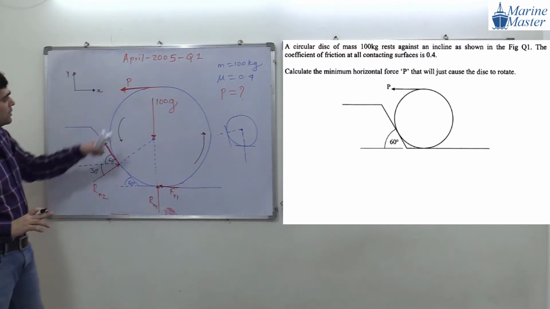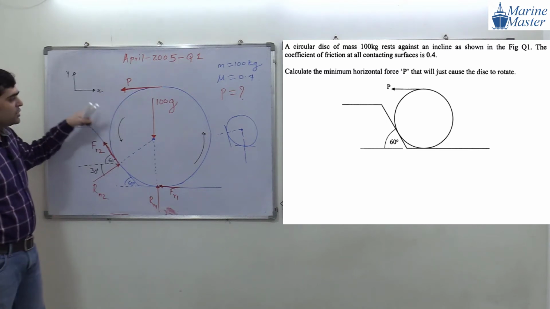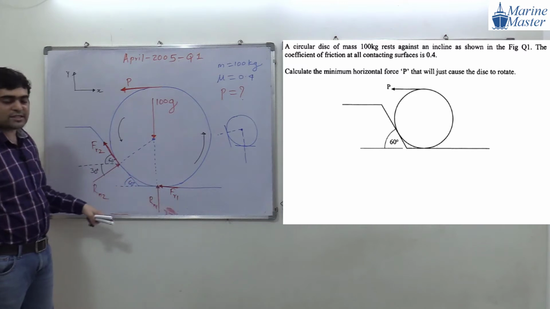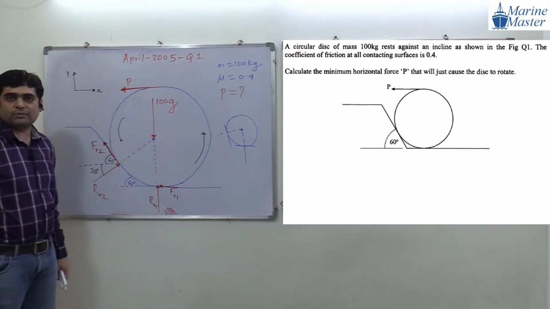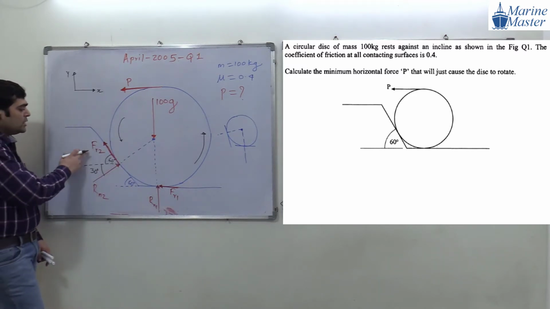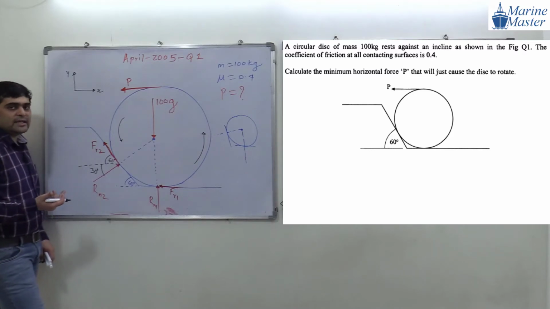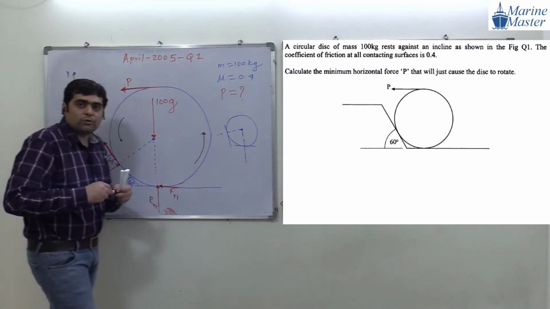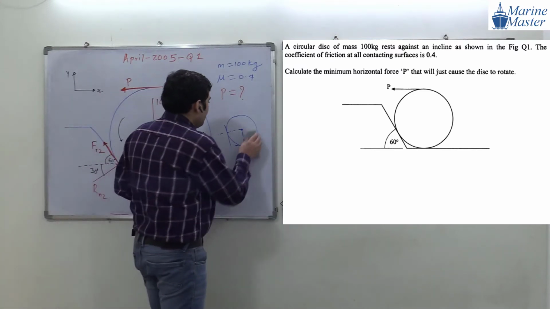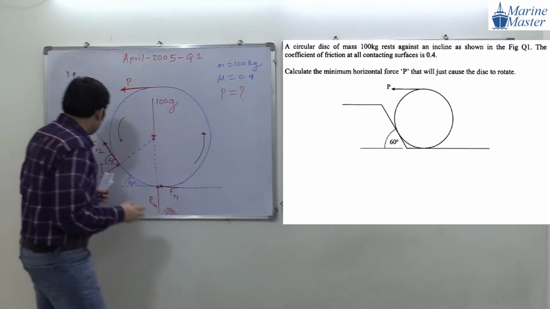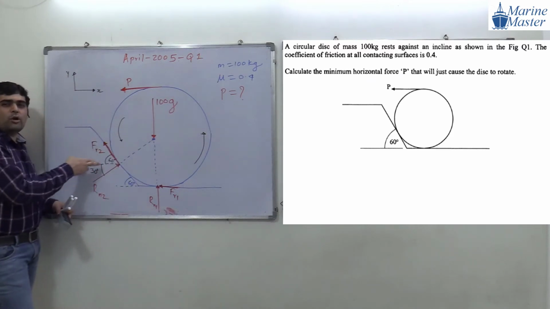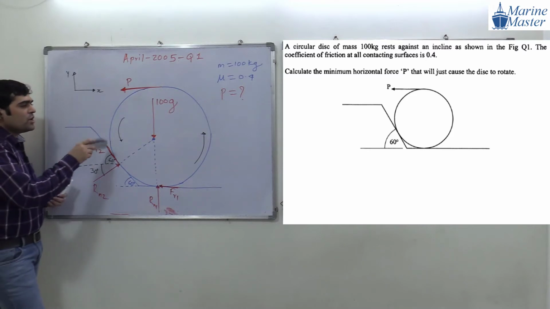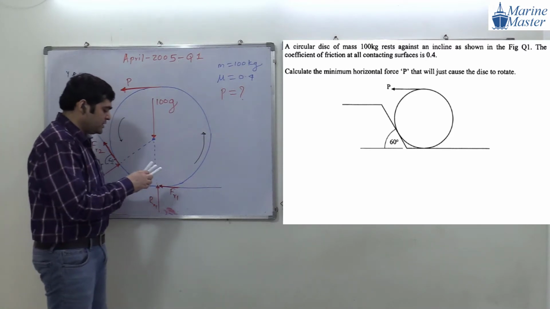Okay, now P is directly in the x direction, 100 g directly in the negative y direction, Fr1 in the negative x direction, Rn1 in the positive y direction. But what about Rn2 and Fr2? Neither in x nor in y. So what do we have to do in such a scenario? We have to take its components. Taking components here leads to a lot of complications, so we are taking separate components.